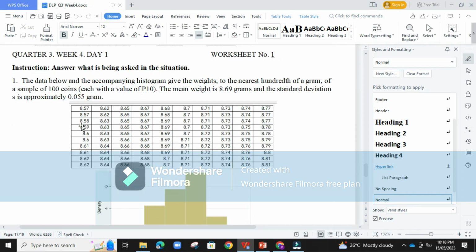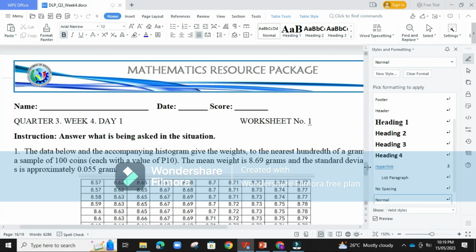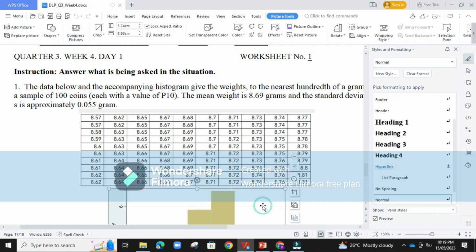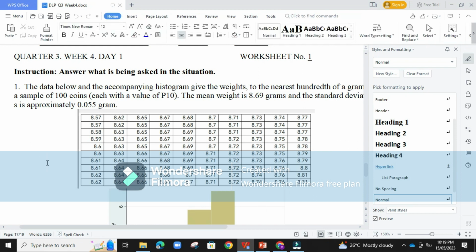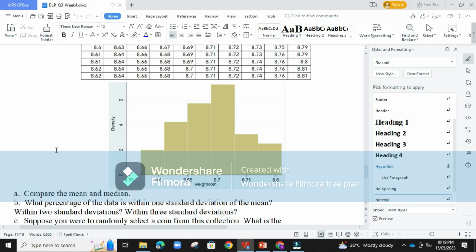Okay. So you are given this data in this table. I hope that is just clear. I'll make it bigger, so you can just screenshot that and copy that in your notebook. Take a look at that one. And then we also have the histogram. This is the histogram, based on this data. And here's the question now.